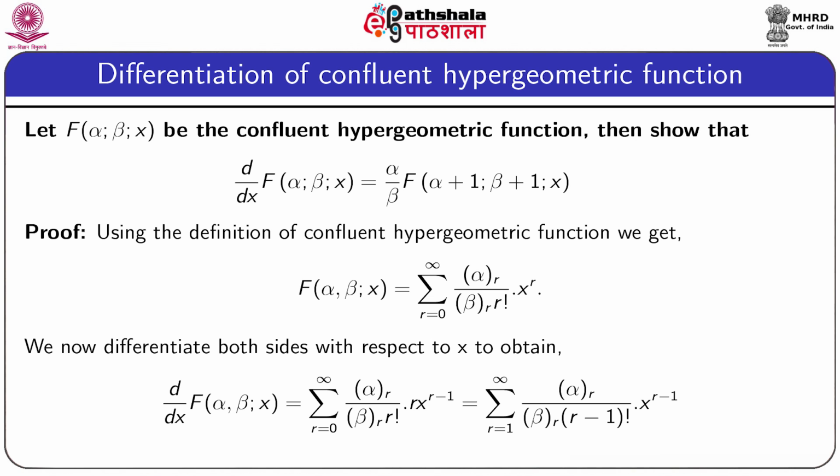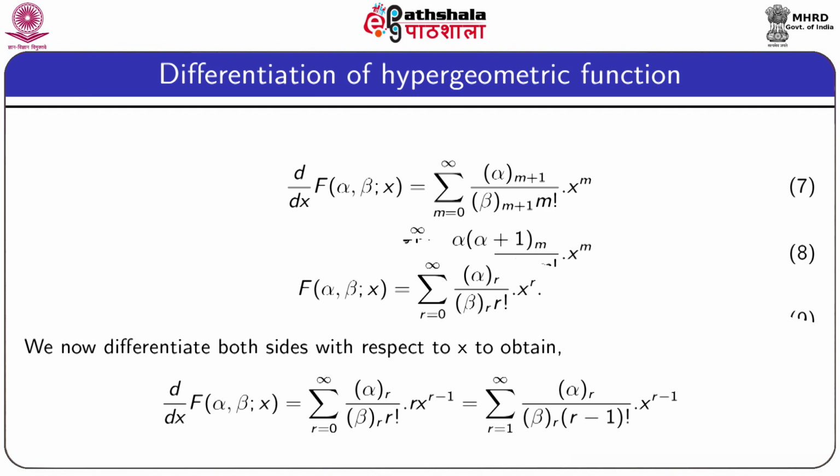Please note here r factorial and r cancel to give you (r minus 1) factorial, and hence here from r equal to 0 to infinity we have replaced it by r equal to 1 to infinity, because for r equal to 0, (r minus 1) factorial is undefined.